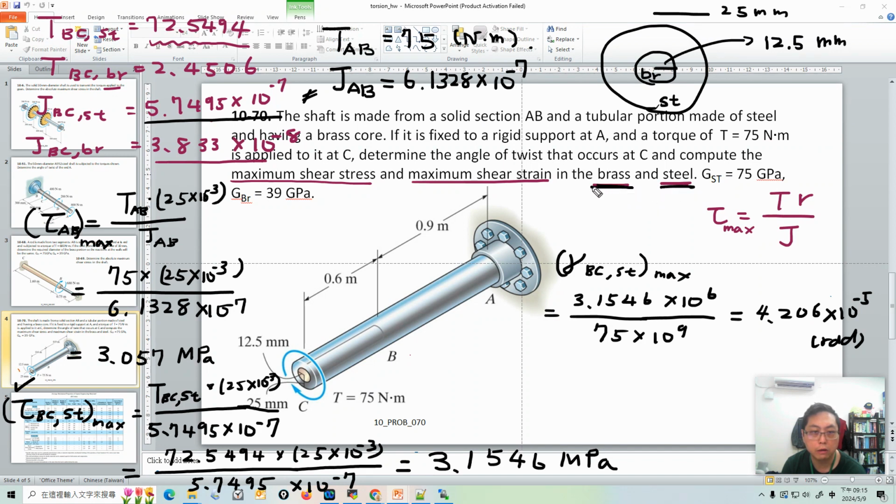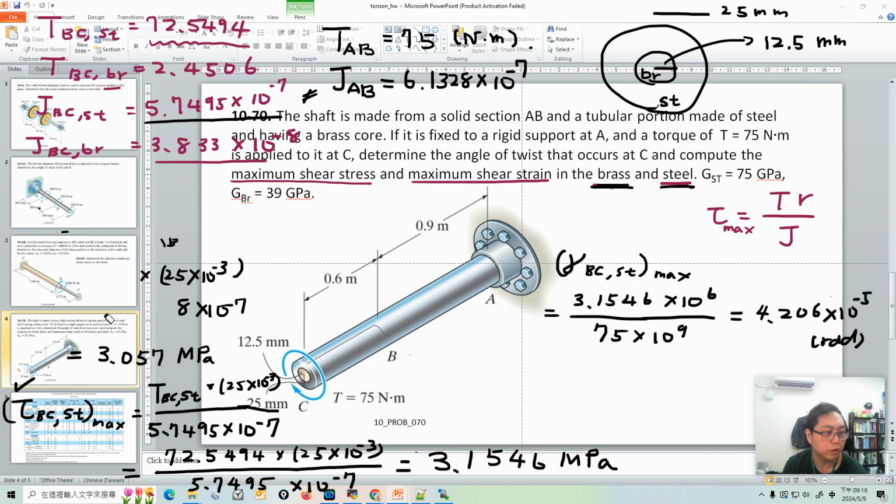Okay, and then the final one is the brass part. For the brass we only have the BC section. Okay, do I have space here? Maybe I don't have space here, so I erase this part. Okay, let's finish this problem. It's going to be finished, just be patient. Okay, so we have the brass part.